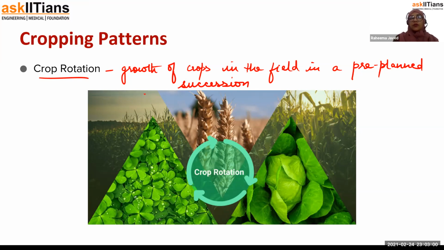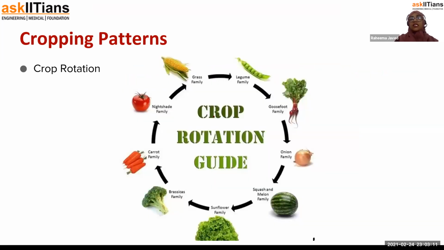Okay, so crop rotation has many advantages, and there are many points also that we have to keep in mind, which are a little different from the mixed cropping and the intercropping. There are some rules. There is a guide of crop rotation. Now in this guide you can see that after legume family, the goosefoot family has to be grown. After that, onion family, then squash and melon family, then sunflower family, then brassicas, and then carrot, then nightshade family, which include tomatoes, potatoes, etc., the solanaceae family. And after that the grass family should be grown.